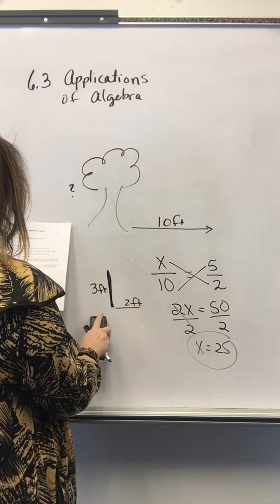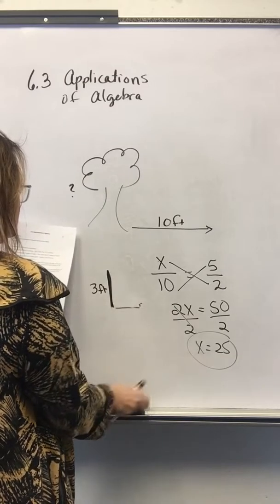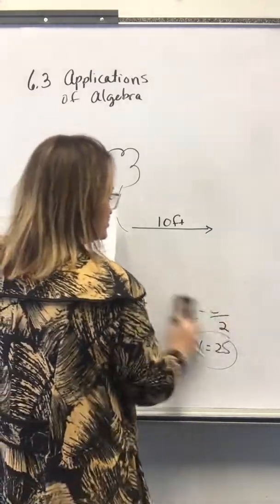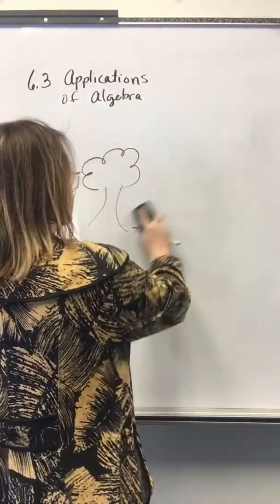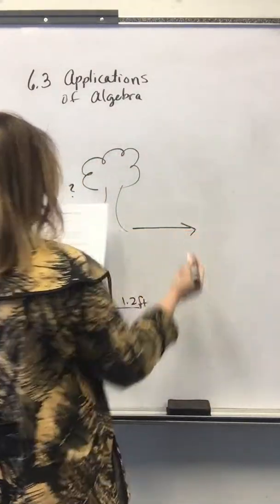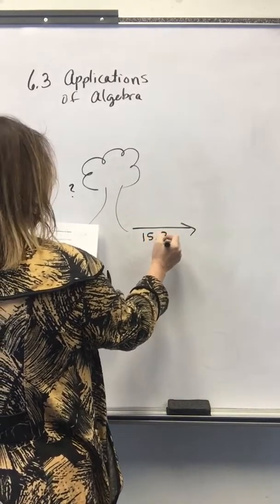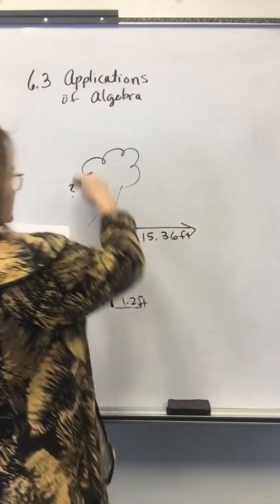And the measure of the shadow of the stick is 1.2. You don't have to draw these pictures, but it kind of helps me to visualize it. I think it helps sometimes if you do. So that's the first sentence. And then the shadow of the tree is 15.36 feet. And it says how tall is the tree.